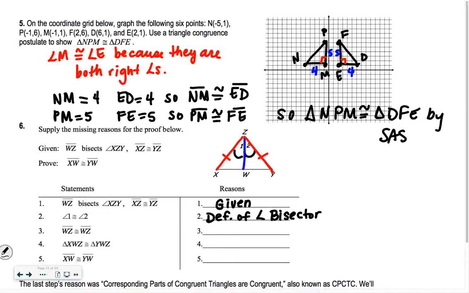WZ is congruent to itself, WZ. Any ideas on this one? Yeah, reflexive property of congruence, because there's a congruent sign. Or remember, you could say same segment. I'm cool with that.